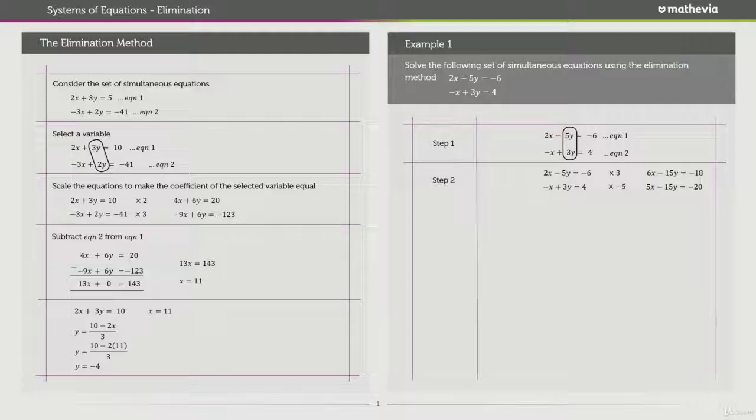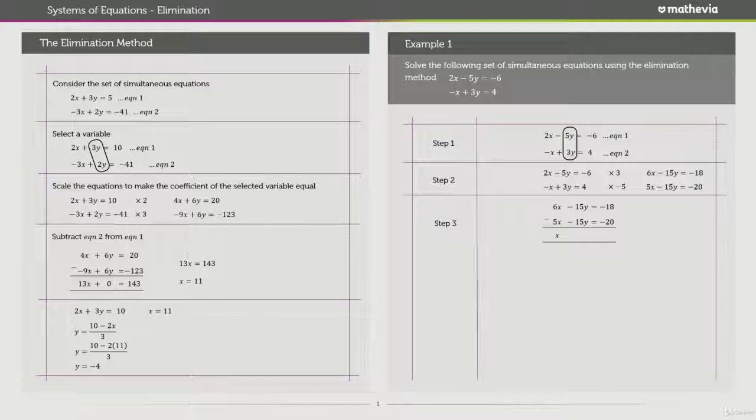Multiplying equation 1 by 3, I have 2x becoming 6x, minus 5y becoming -15y, -6 becoming -18, and for the second equation, multiplying that by -5, I have minus x becoming plus 5x, plus 3y becoming -15y, and 4 becoming -20. And now that we've done that, we just go ahead and subtract equation 2 from equation 1.